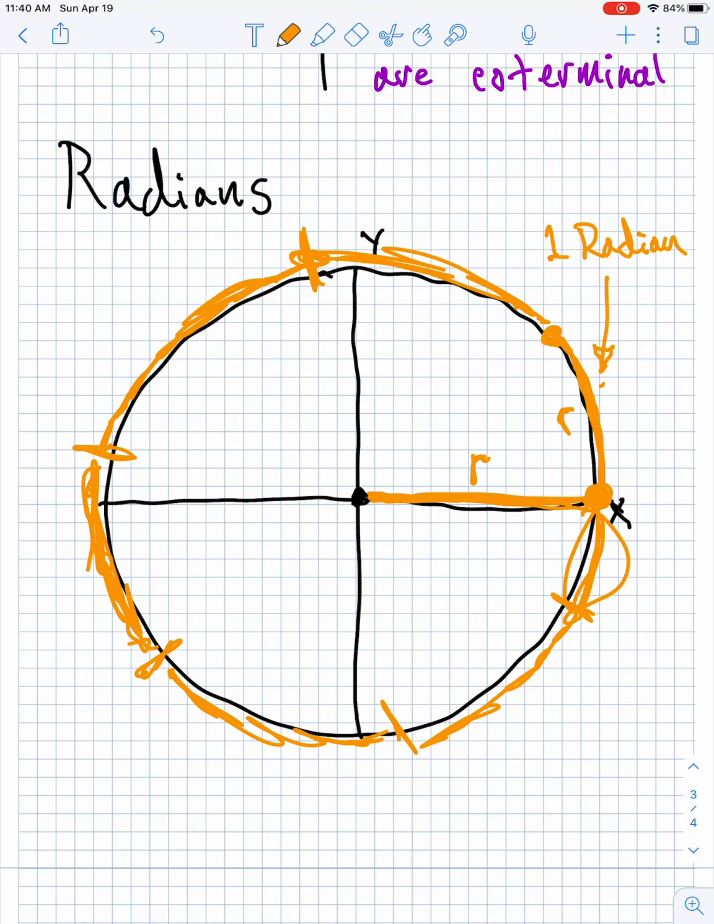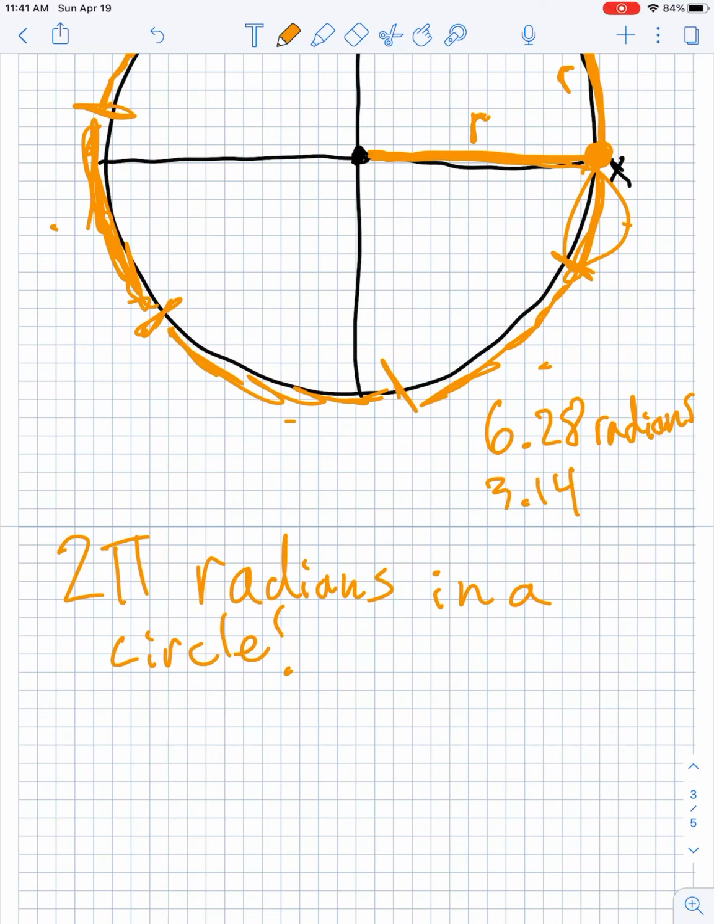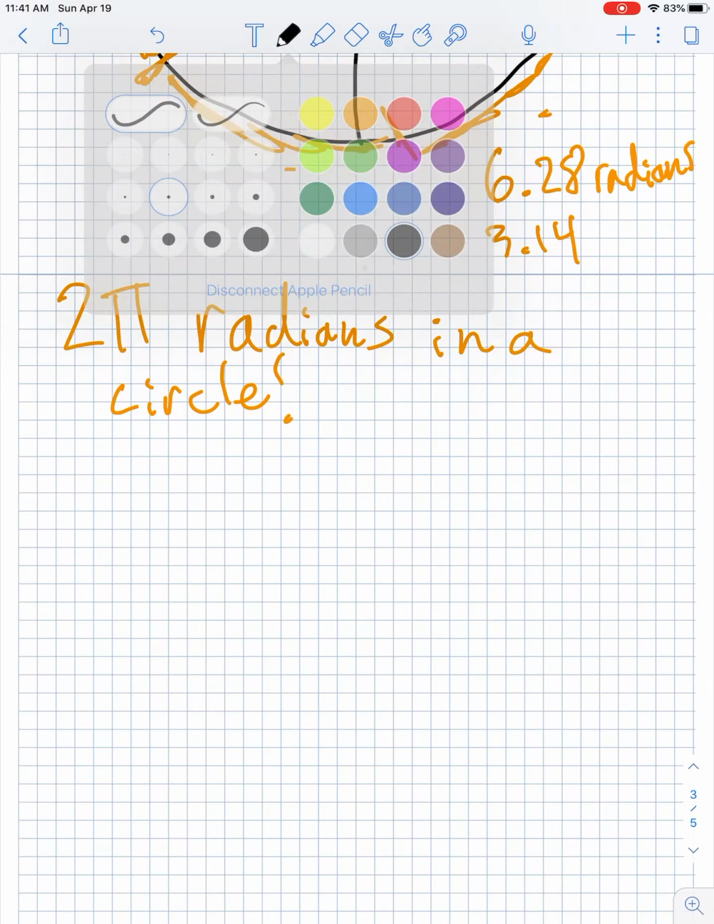So if you count them up, it's 1, 2, 3, 4, 5, 6, and some change. Fun fact is it's about 6.28 radians that fit into a circle. That might not seem like a number that jumps out in your brain, but if you divide it in half, it's 3.14, which means there are 2 pi radians in a circle. Now, we're going to work a lot in radians down the road, but for now, I just want to show you guys how to convert between radians and degrees.